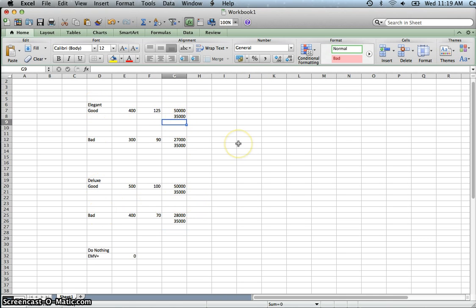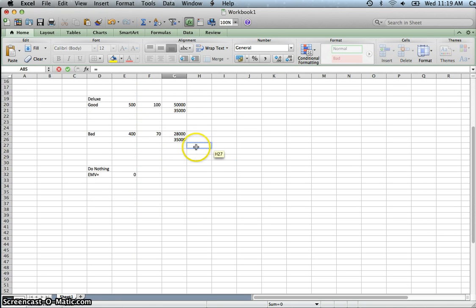So now we can figure out the profit. So we take the revenue minus the production cost. That is what we would make if we did the elegant and the market was good. We would make $15,000.